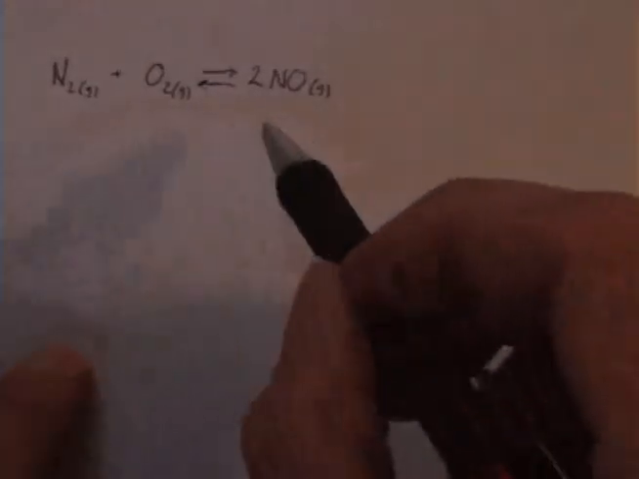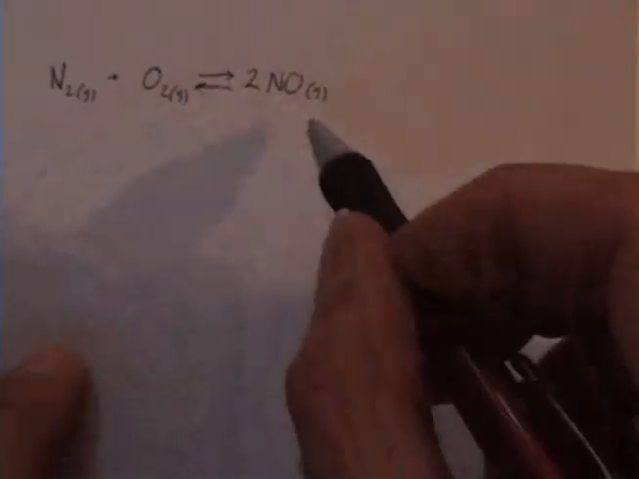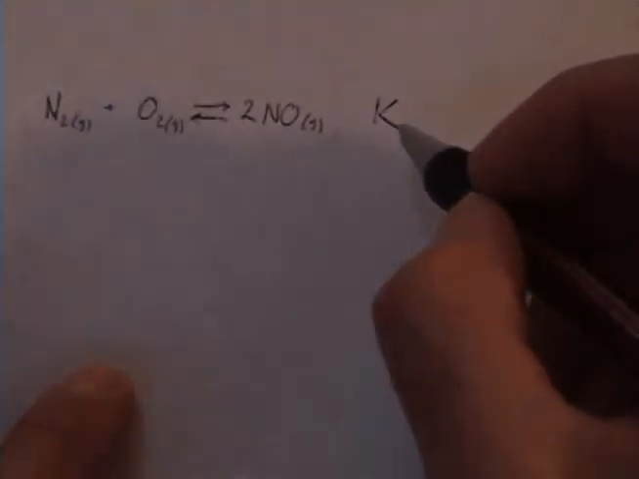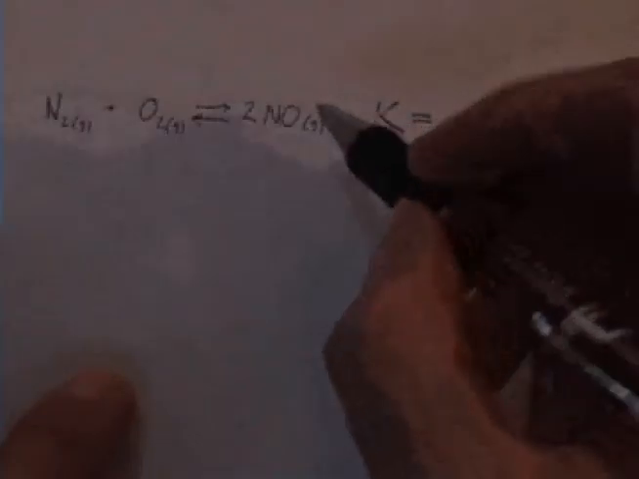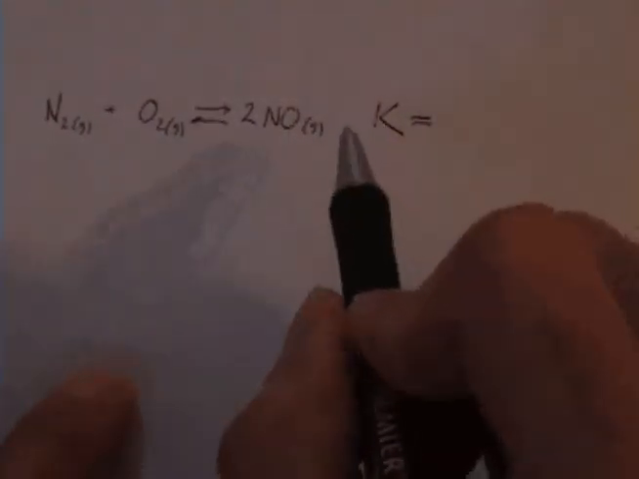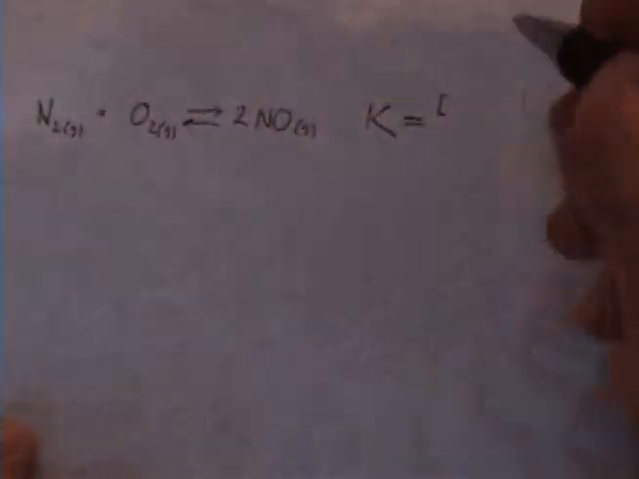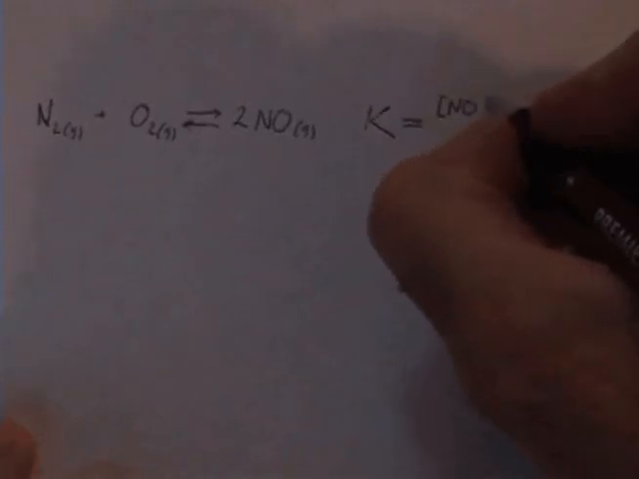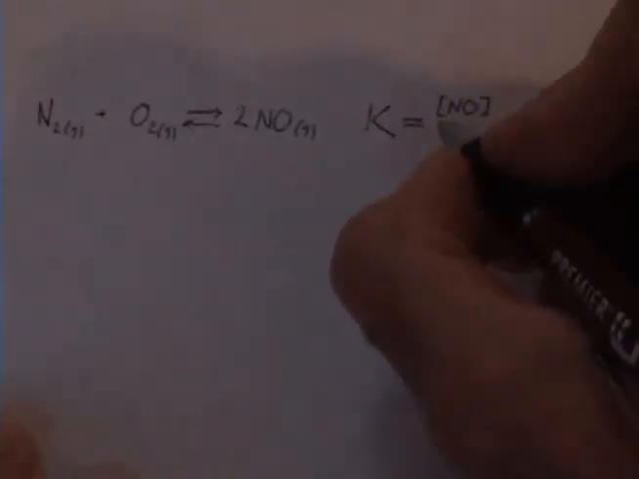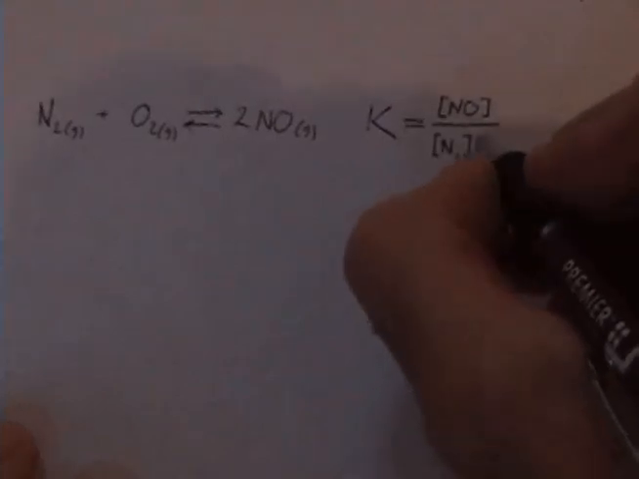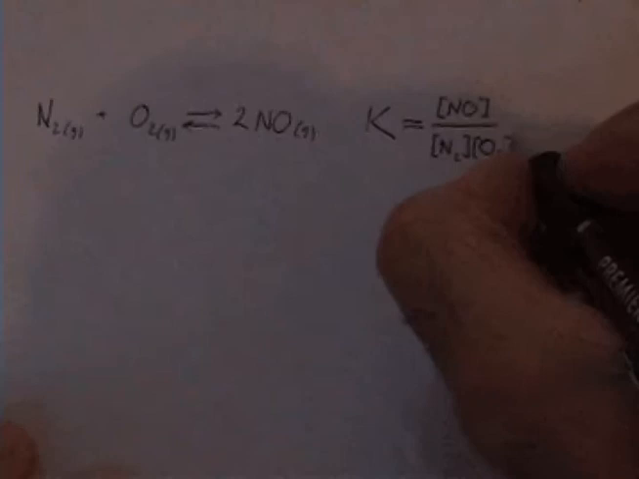Okay, so now the question is, how do we express the extent to which this reaction goes to completion? Right? The way we do that is we use what we call an equilibrium constant. We give it the abbreviation K, capital K, and we determine that constant by taking the number of product molecules, the concentration of each of those, divided by the concentration of the reactant molecules. Okay, so concentration we denote by square brackets, and we put the concentration of the products divided by the concentration of the reactants, and we're going to multiply those. Okay, so concentration of nitrogen times the concentration of oxygen.